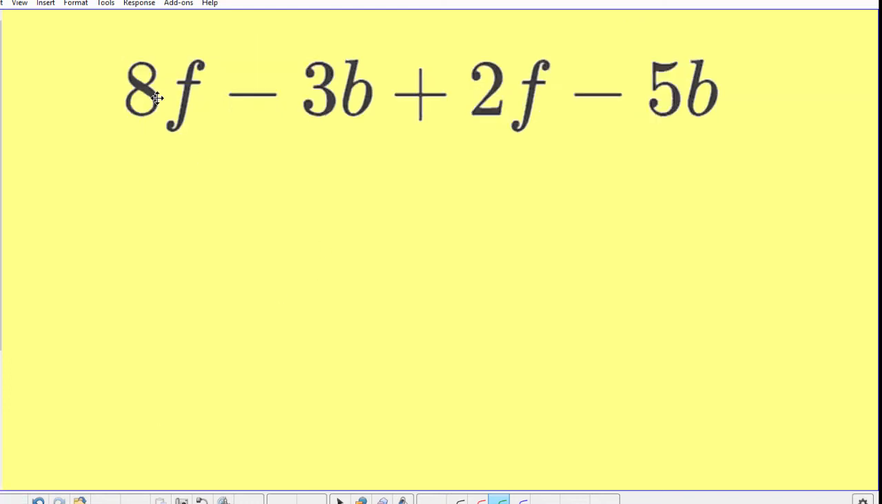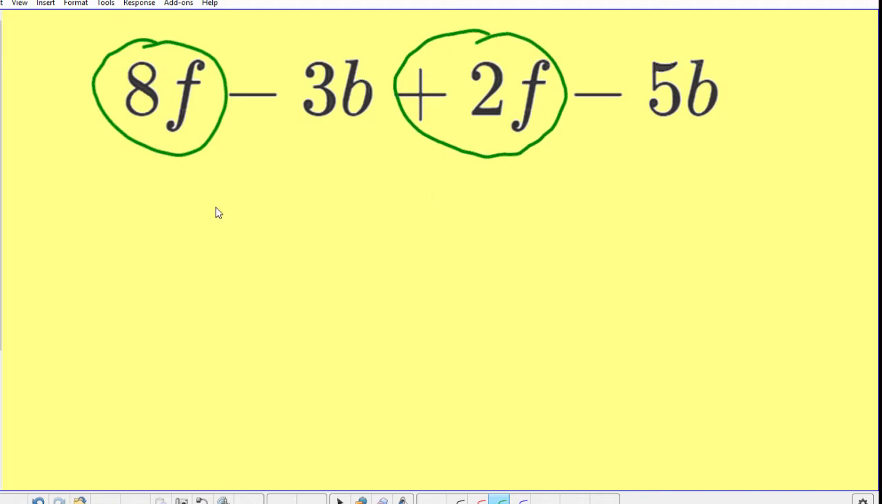Okay, we've got 8f minus 3b plus 2f minus 5b. Remember, you can pause these any time, have a go, and then go along with me. So we'll start with the f's first. We've got 8f. Remember, you take the sign in front. So add 2f. That's going to give me 10f.